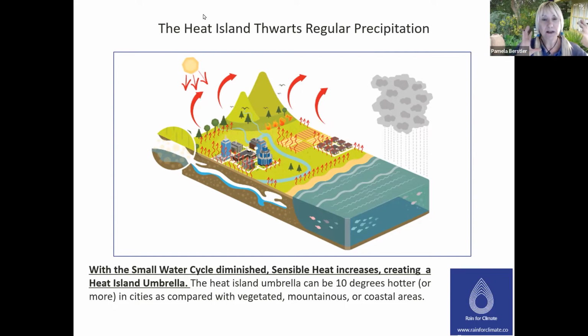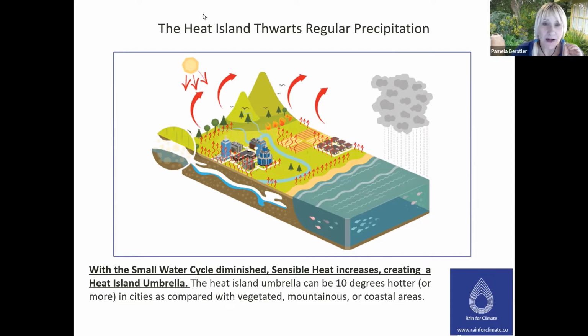So the heat island effect is a result of the degraded land area. The degraded land area has diminished the small water cycle. The big water cycle is getting more volatile. And meanwhile, the areas that actually need the water, like inland areas, are pushing away the water that would be coming to them. And all of this comes back to the lack of vegetation.